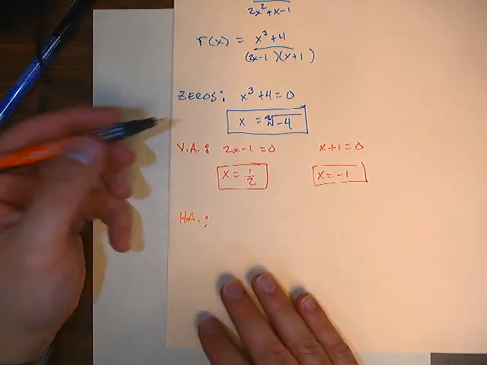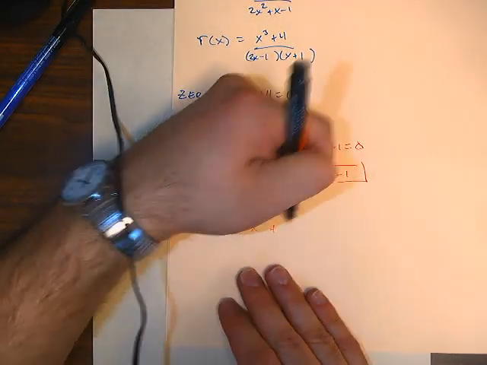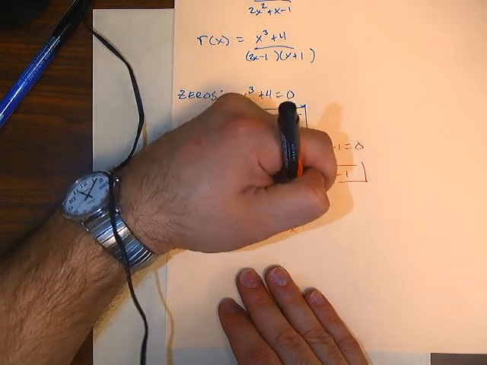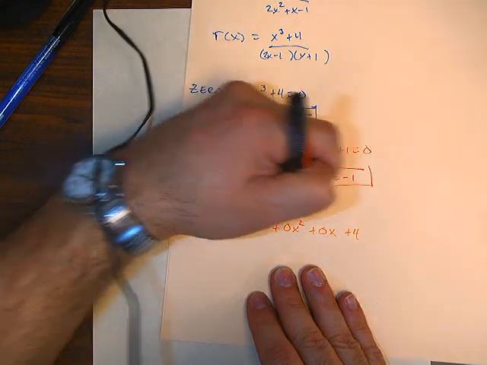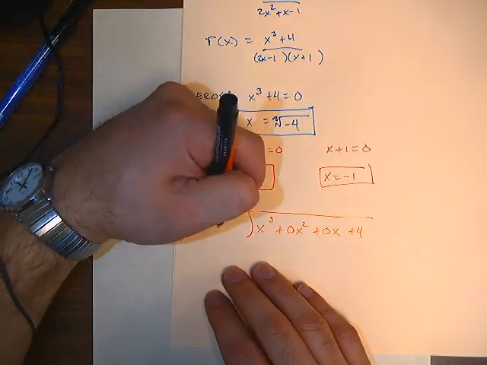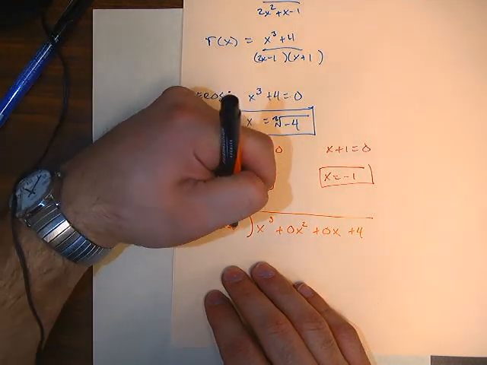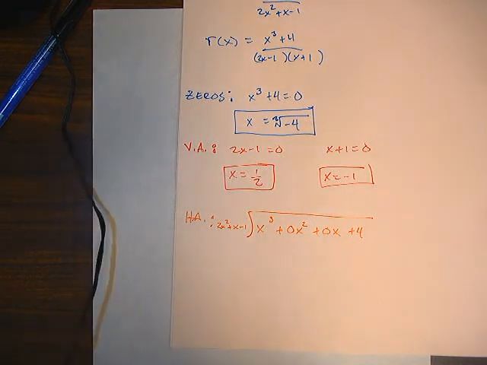So I have to do a little bit of long division here. So I take x cubed plus 0x squared plus 0x plus 4. And I'm going to divide that by 2x squared plus x minus 1. And now we can figure out how to solve this out.